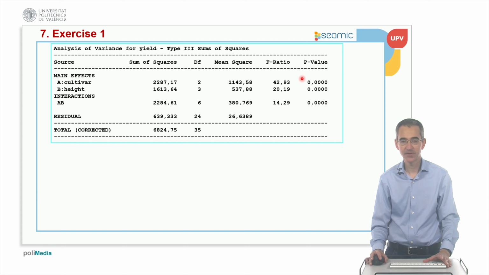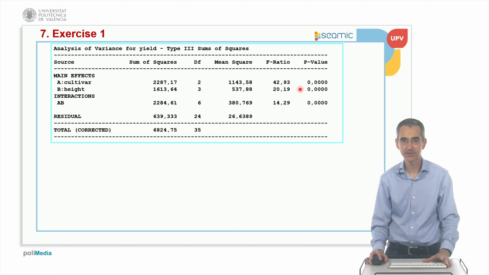And then remember that the most important information is the p-value. When the p-value is very small, it means that we reject the null hypothesis. And it's important that we remember what is the null hypothesis. So for cultivar, the null hypothesis is that the simple effect is not statistically significant, or that the average of the 3 cultivars is the same at the population level. So as this p-value is very small, we reject that null hypothesis, which means that at least one of the 3 cultivars will be significantly different from the rest.